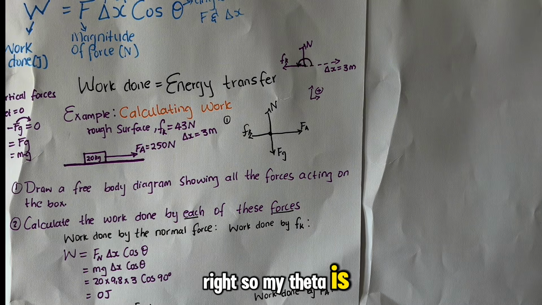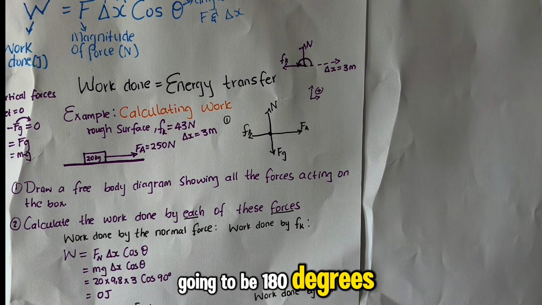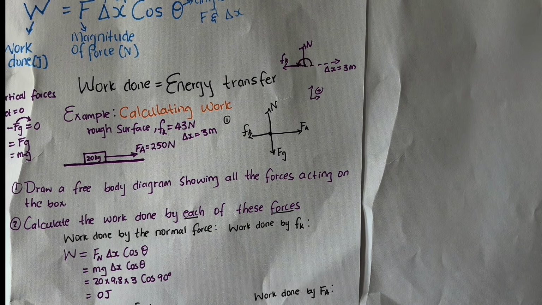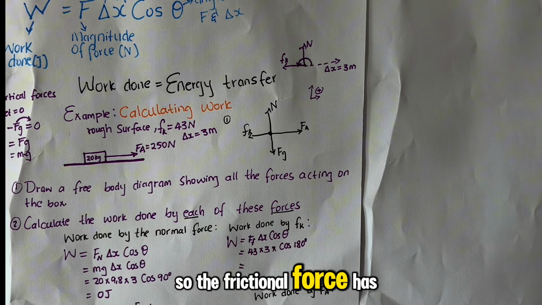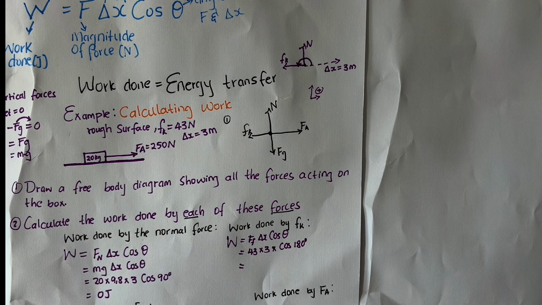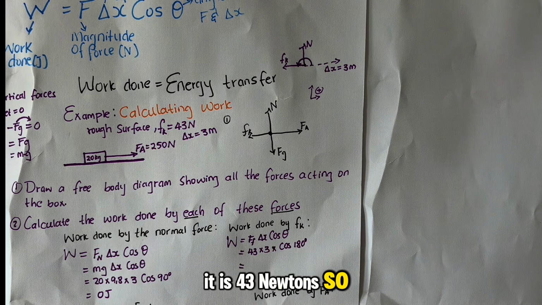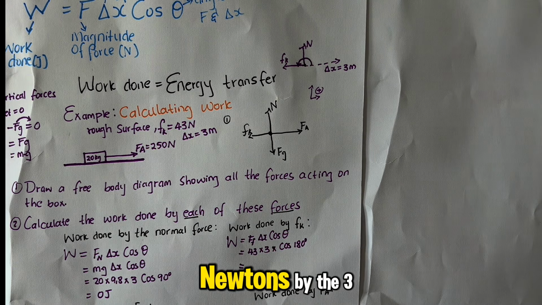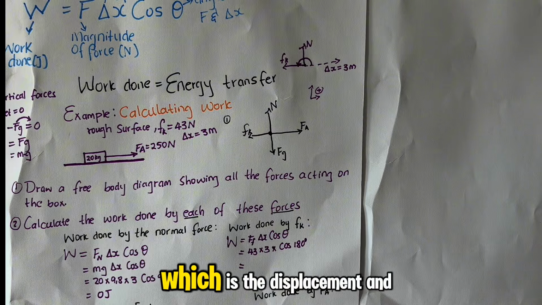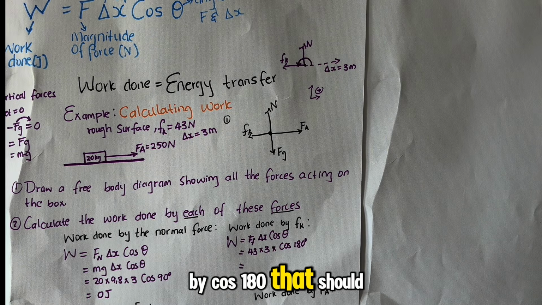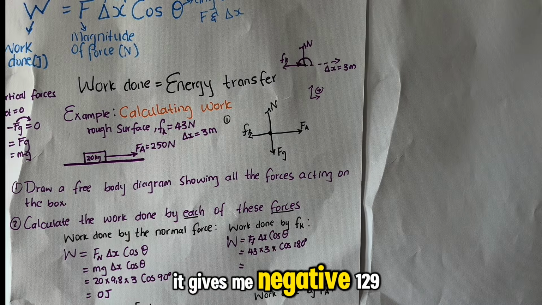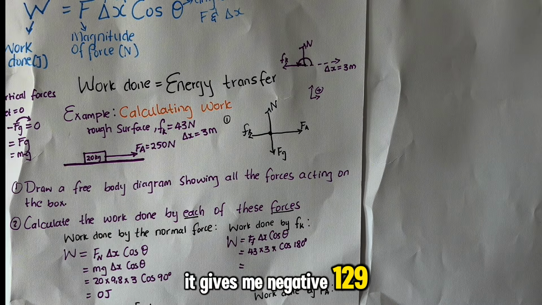Right? So my theta is going to be 180 degrees for the frictional force. Now we do the calculation, same formula. The frictional force has been given to me. It is 43 newtons. So if I multiply that 43 newtons by the 3, which is the displacement, and by cos 180, that should give me negative 129.